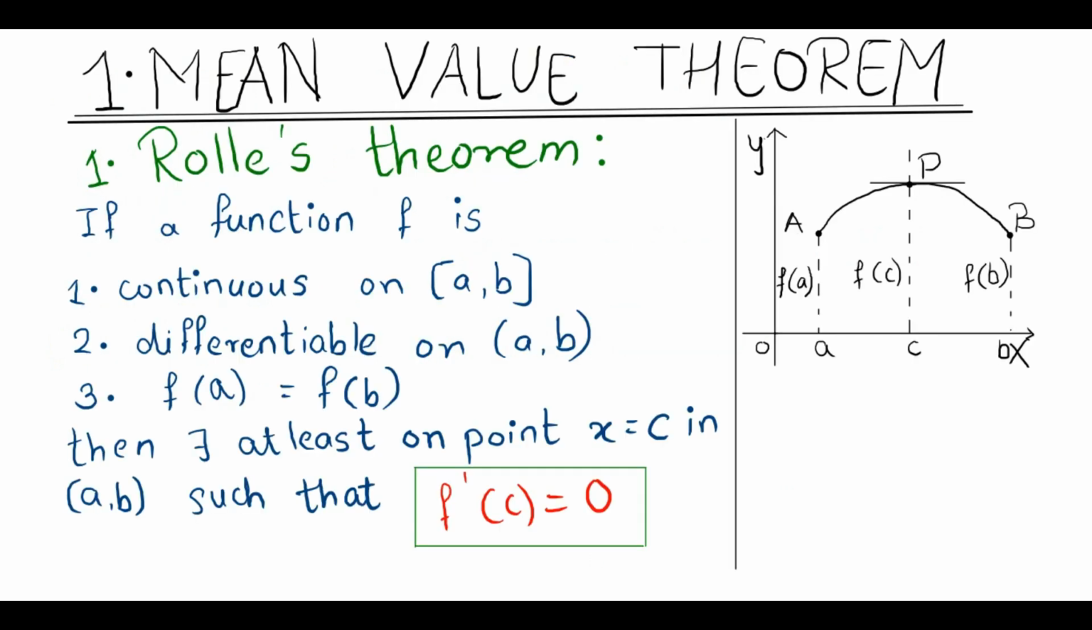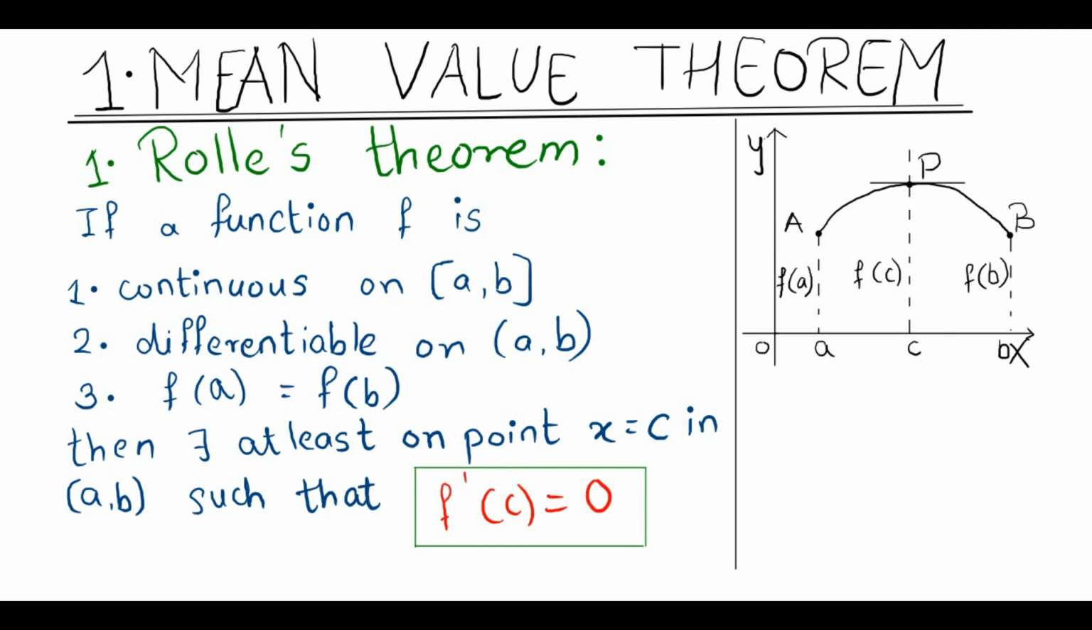Let's get started. Here is our first theorem, that is Rolle's theorem, which states that if we have a function f, then it must satisfy these three conditions. Okay, what are these conditions? First, it must be continuous on closed interval [a, b], and second, it must be differentiable on open interval (a, b). Third, f(a) must be equal to f(b). If these conditions are satisfied, then we say that there exists at least one point c in the interval (a, b) such that at that point its derivative is equal to 0.